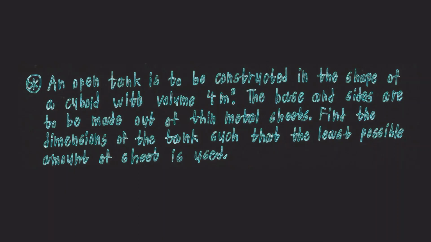So this is the question that we'll be discussing in this video. An open tank is to be constructed in the shape of a cuboid with volume 4 cubic meters. The base and sides are to be made out of thin metal sheets. Find the dimensions of the tank such that the least possible amount of sheet is used. You're welcome to pause the video here and work it in your own time, but I'll just move on to the solution.